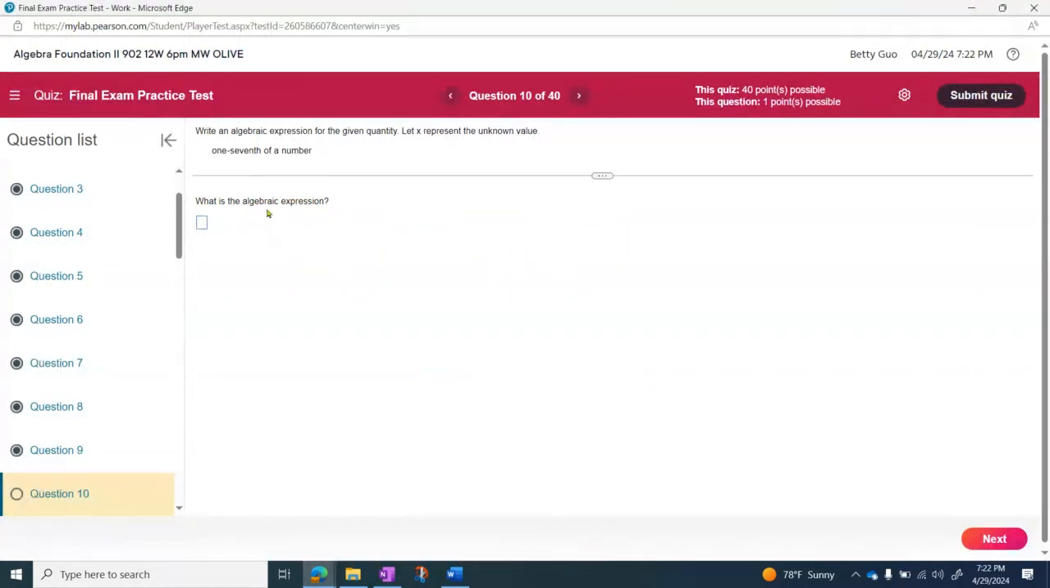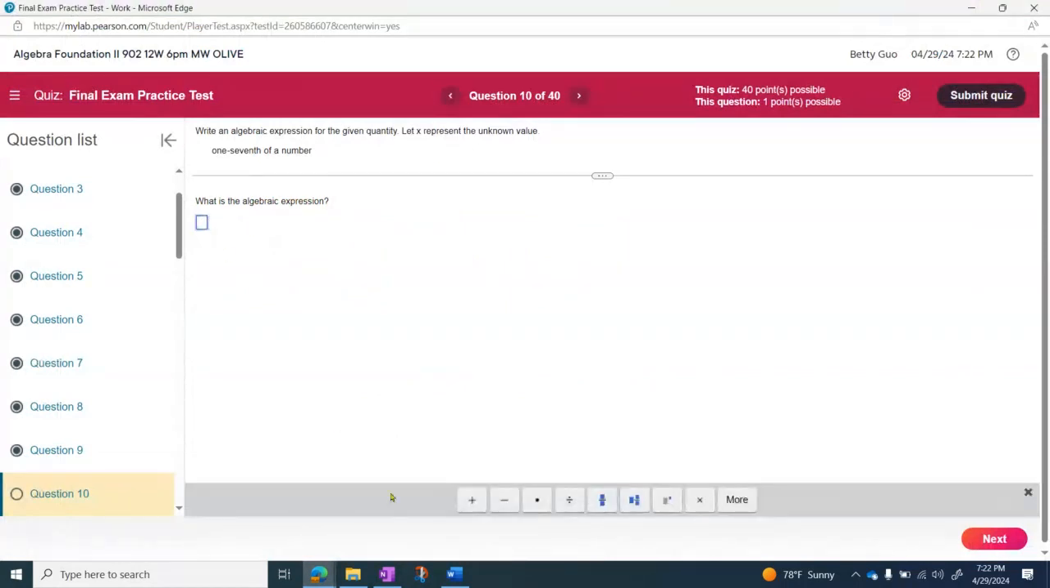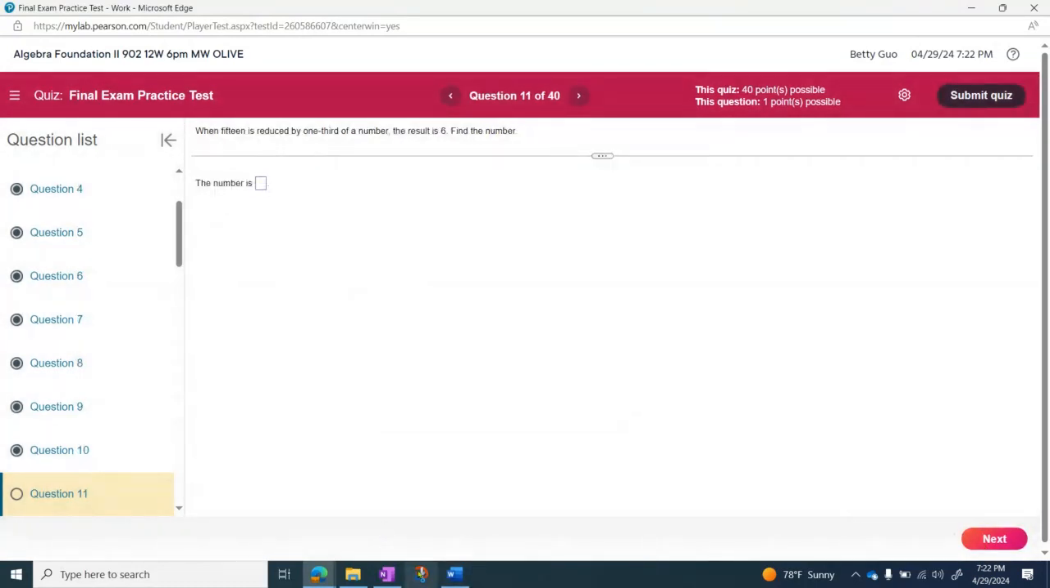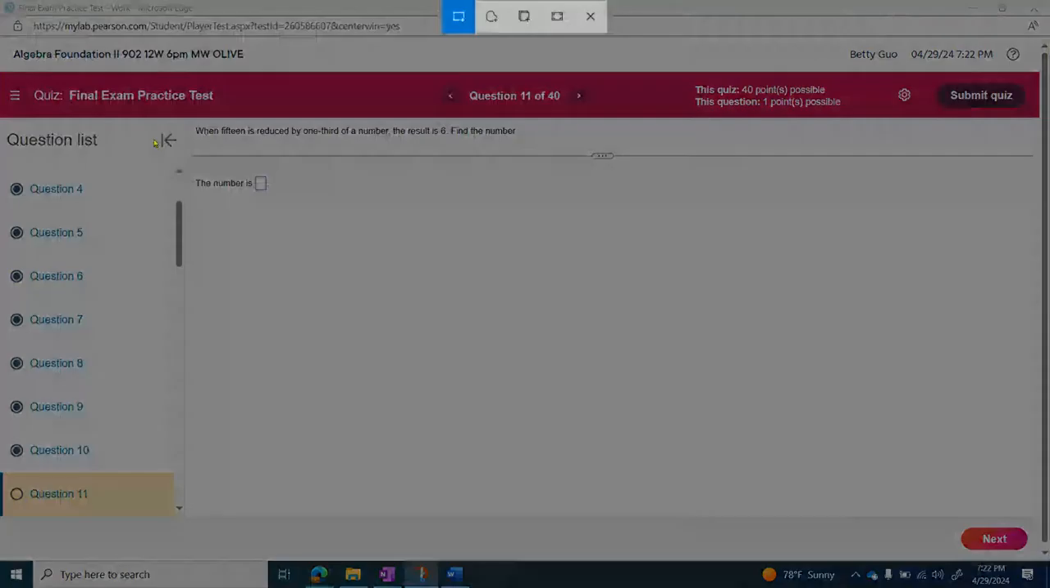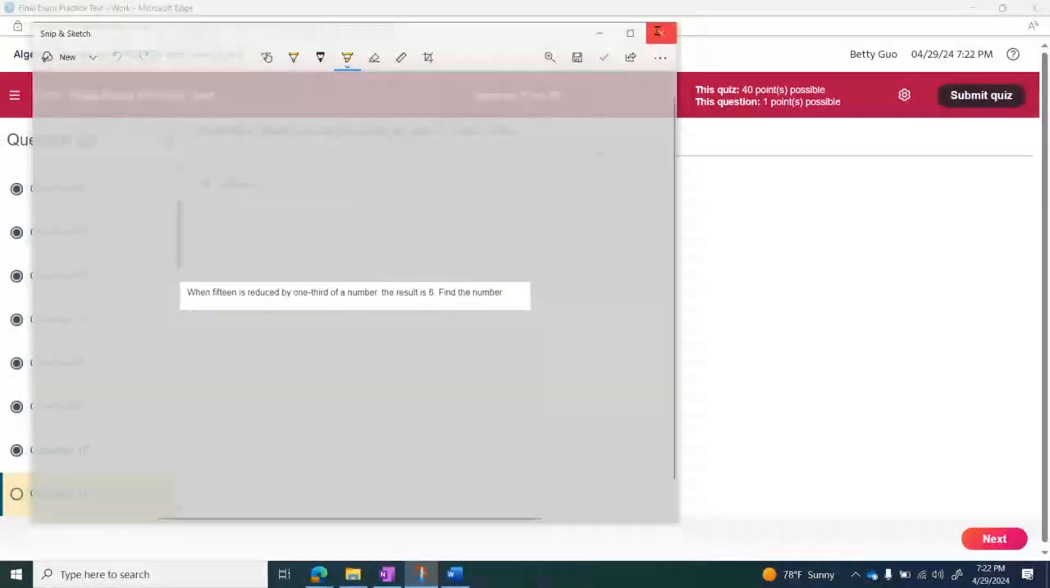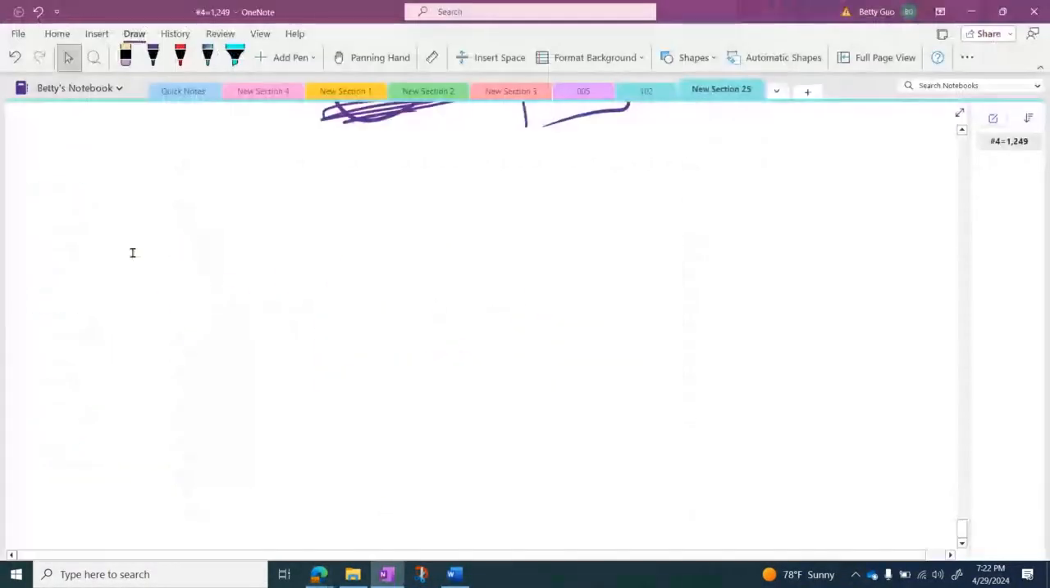Write what is the algebraic expression. So 1/7 times x, and that's it. Next. It's too small, so let me copy paste. I can make it bigger here.